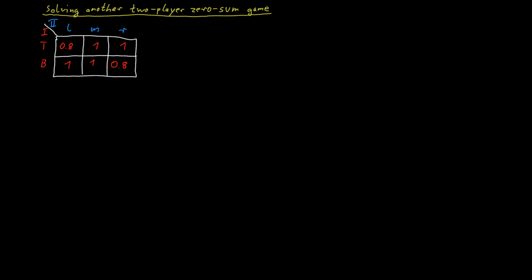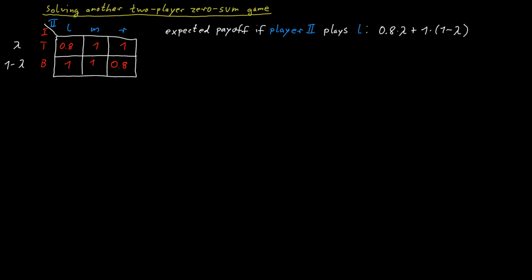T stands for top here. Say T is played with probability lambda. Then the other strategy, strategy B, which stands for bottom, must be played with the remaining probability. And so the remaining probability is just 1 minus lambda. What is the expected payoff to player 1 if player 2 plays strategy 1? Clearly it is 0.8 times lambda plus 1 times 1 minus lambda. And this is just equal to 1 minus 0.2 times lambda.